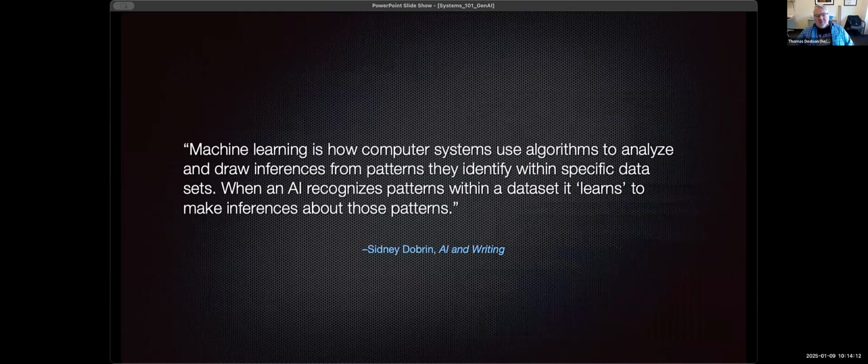As Sidney Dobrin explains in his book AI in Writing, machine learning is how computer systems use algorithms to analyze and draw inferences from patterns they identify within specific data sets. When an AI recognizes patterns within a data set, it learns to make inferences about those patterns. And so that's what we mean by machine learning.